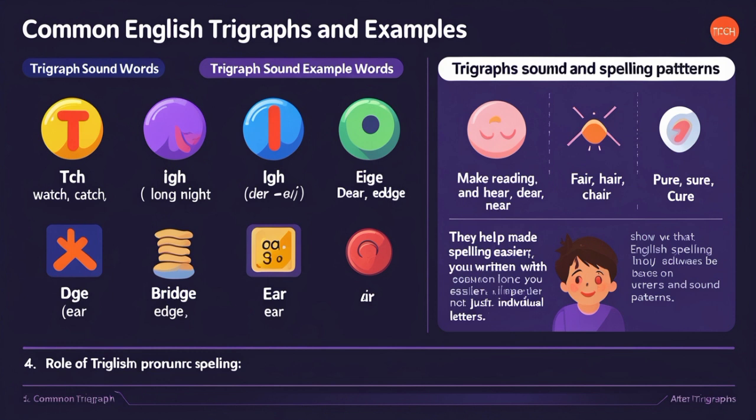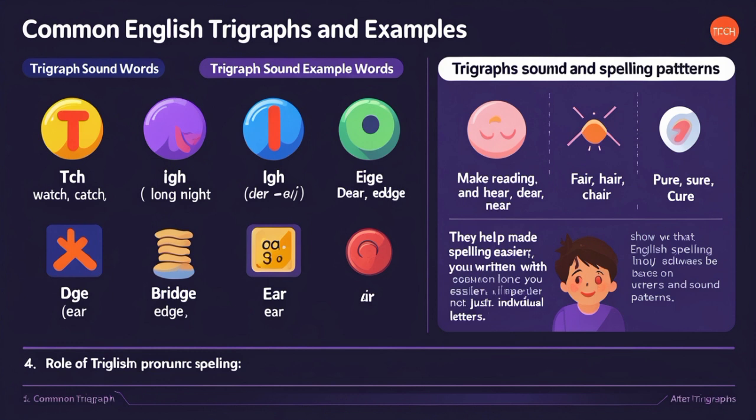7. Some rare or less common trigraphs. Besides the common ones, there are a few rare trigraphs that appear in fewer words. Examples include: EAU, making the "o" sound, as in beautiful, bureau. AUGH, making the "aw" sound, as in caught, daughter. IGH, making the "eye" sound, as we already saw. EIGH, making the "ay" sound, as in eight, weight. These may not follow the same simple phonics rules, but recognizing them helps in reading and pronunciation.